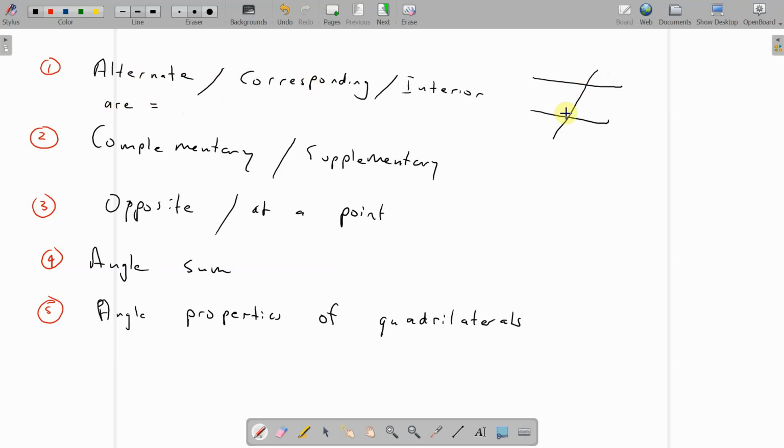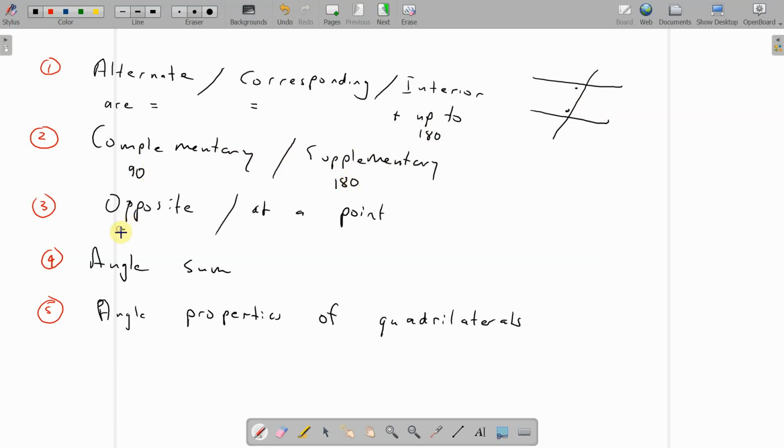Corresponding angles like this one and this one, or this one and this one, they're also equal. And the interior ones, like that one and that one, add up to 180, which is basically saying they're supplementary. Complementary is angles that add up to 90 that are next to each other. Supplementary add up to 180.